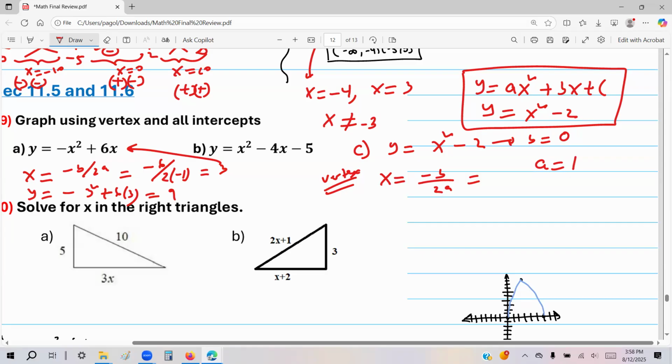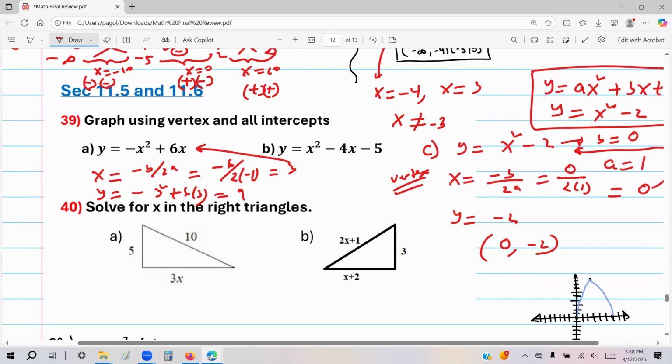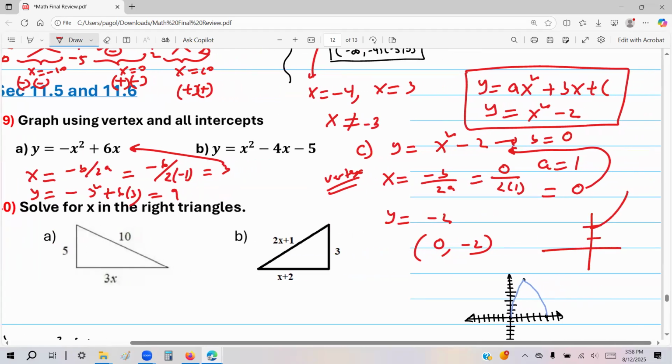They actually trick you. So you have -b means 0 over 2 times 1. But what is 0 divided by any number? 0. Then what's the y value here? If you substitute, it's -2. So the vertex is 0, -2. It's an upward parabola, 2 units down. So to find the vertex, memorize the formula. To find the y value in the vertex, replace.